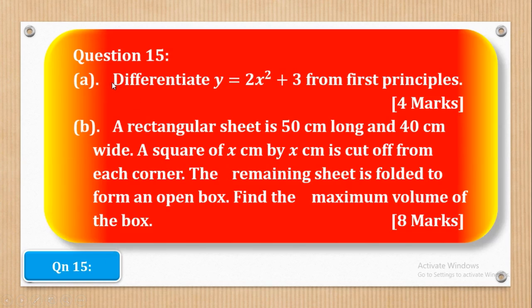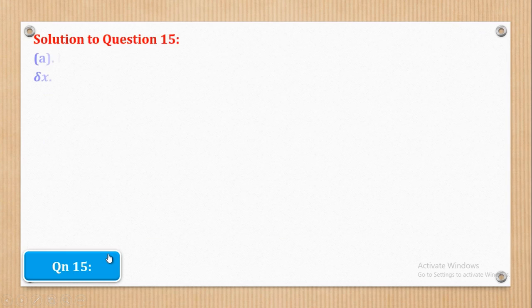So we shall start with question 15. Question 15 part A says, differentiate y equal to 2x squared plus 3 from first principles, and those are 4 marks. So let's first do part A.